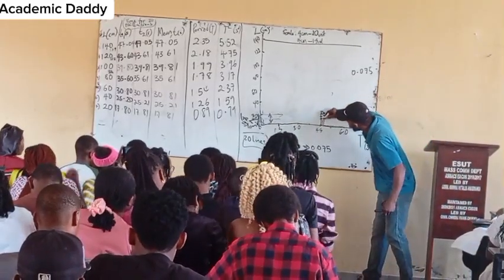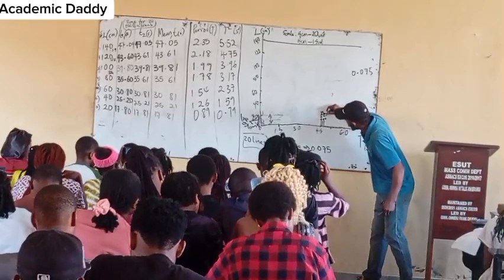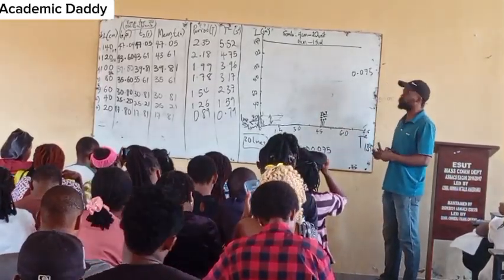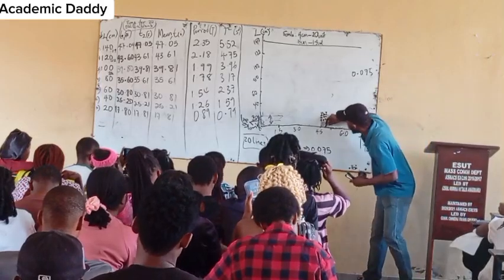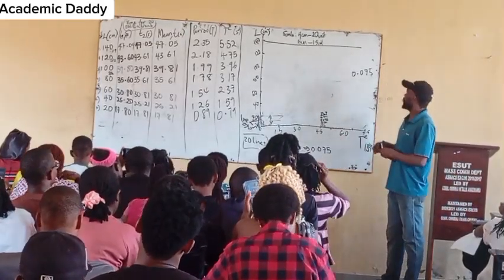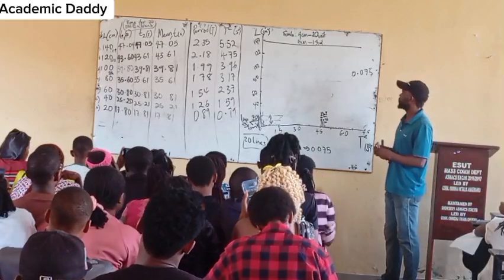I'll have 4.725. Now add 0.075 to 4.725. That is 4.8. Add 0.075 to 4.8.